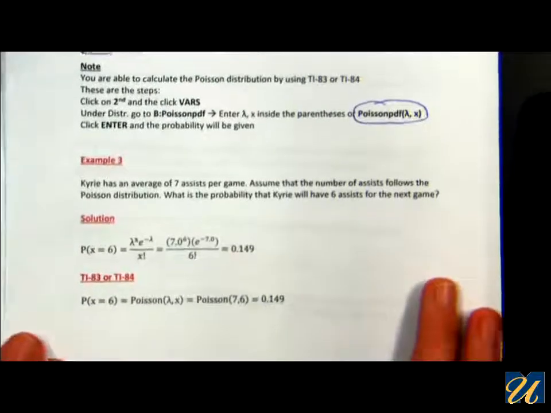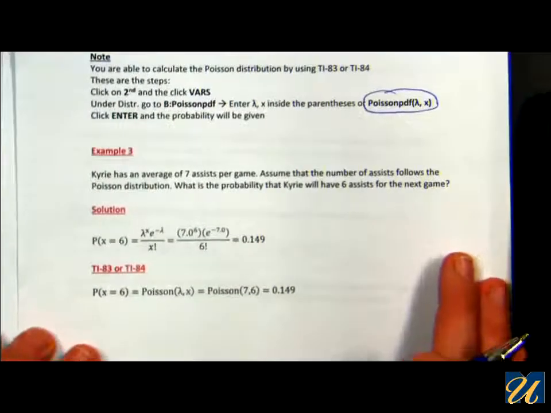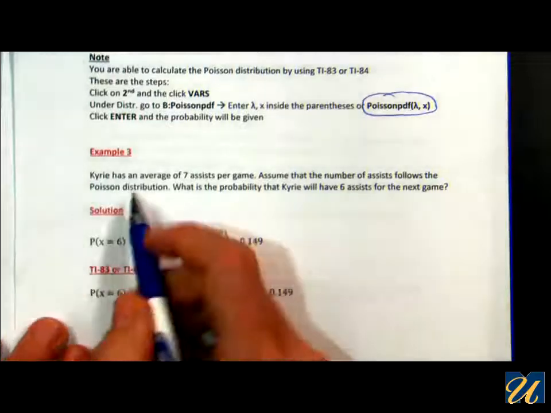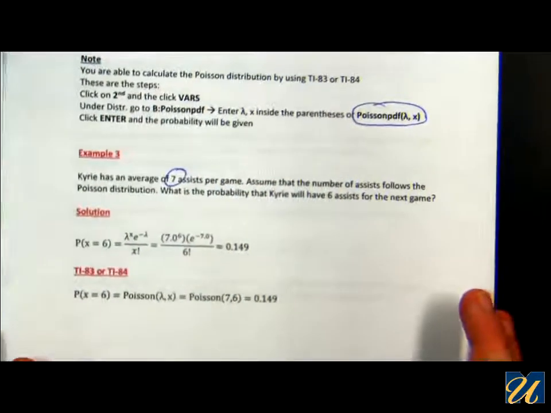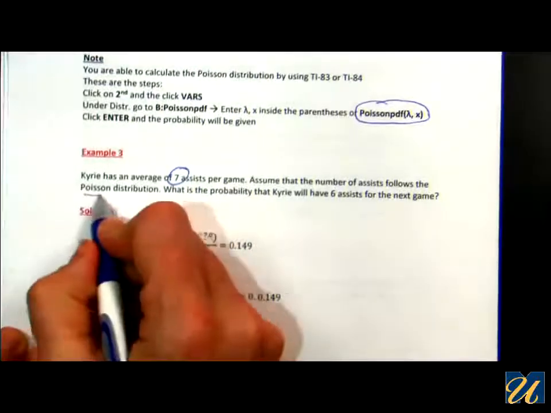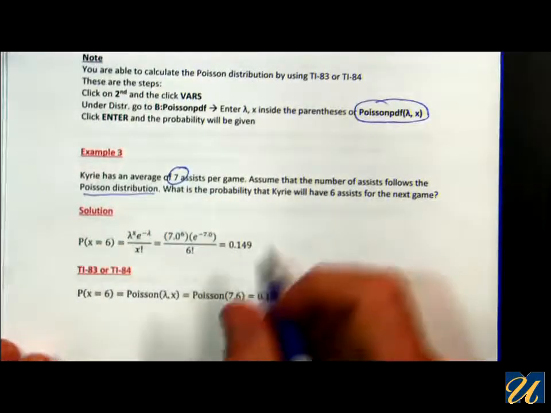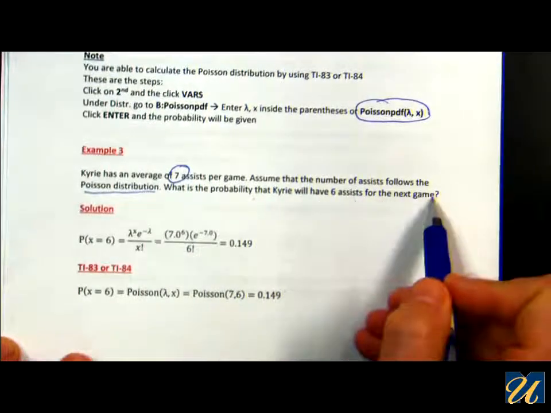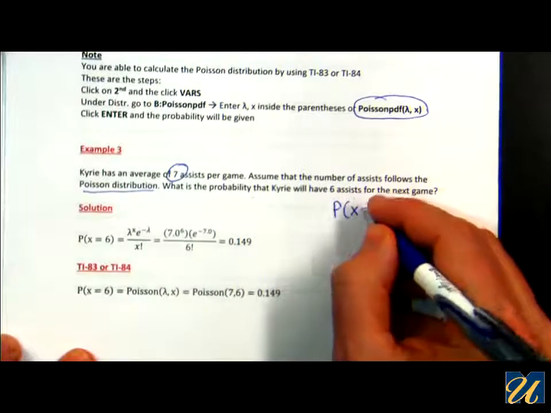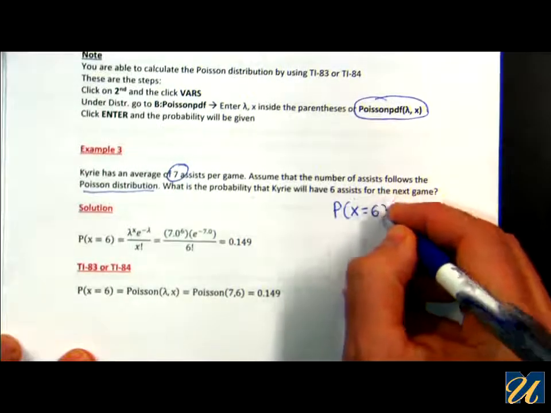So let's look at an example of how we'll know that we have Poisson distribution. Carrie has an average of 7 assists per game. Assume that the number of assists follows the Poisson distribution as stated. What is the probability that Carrie will have 6 assists for the next game? So you're looking for the probability of x to be equal to 6.